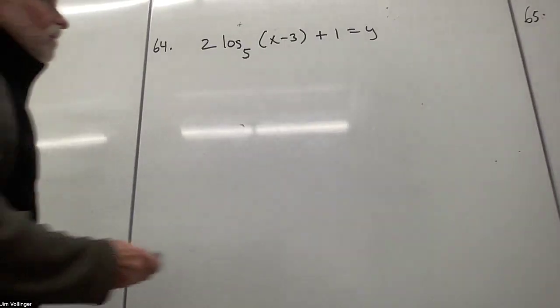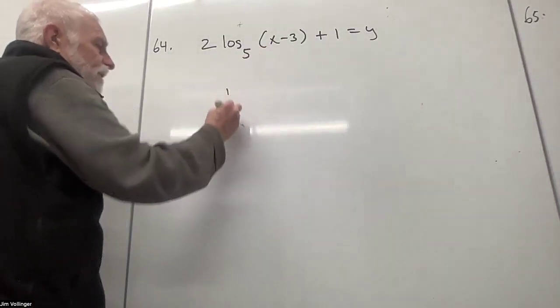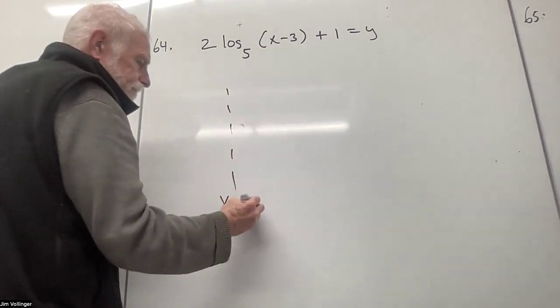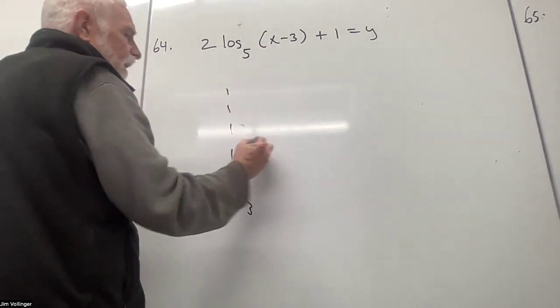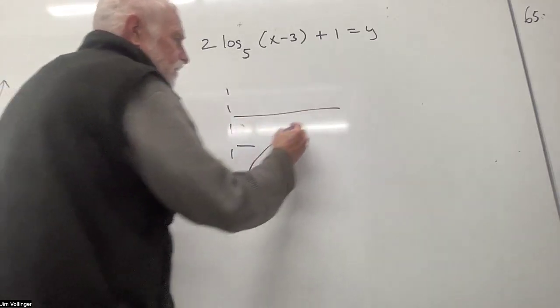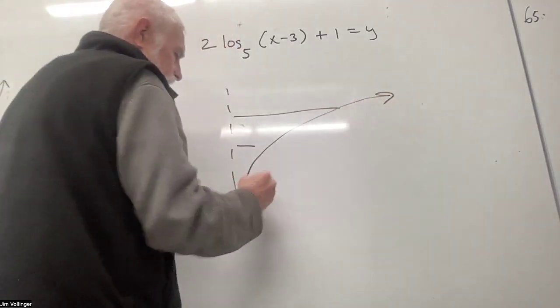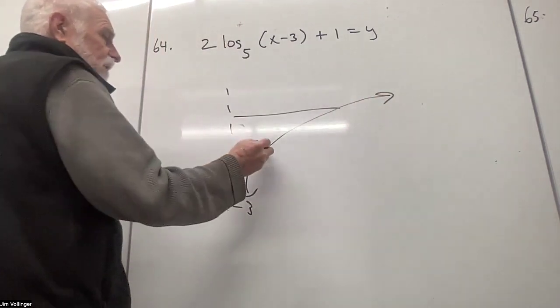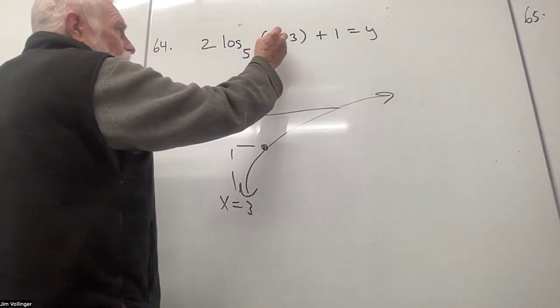All right, logarithm. What do I see? I see an asymptote of x equals 3. I see a 1 to 5 ratio. 1 to 5 ratio. So my graph's going to look like that. I might as well get that one by making this the number 1.